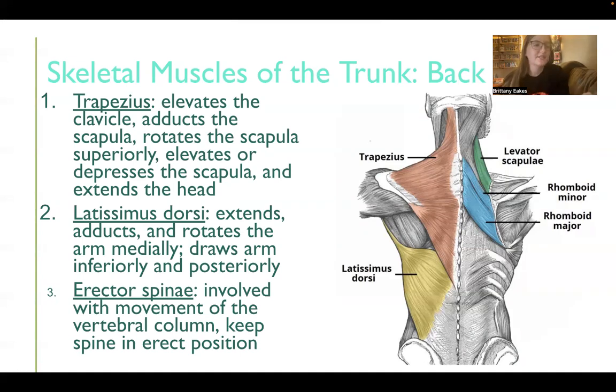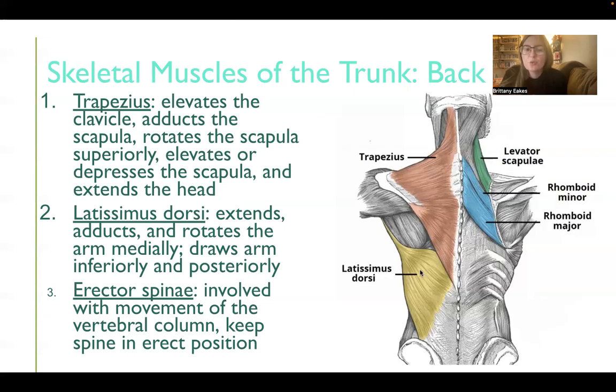So the first is the trapezius. It's going to elevate the clavicle, adduct the scapula, rotate the scapula superiorly, elevate or depress the scapula, and it will extend the head. So that is a back muscle that's in that trapezoid shape. You only see half of it here.